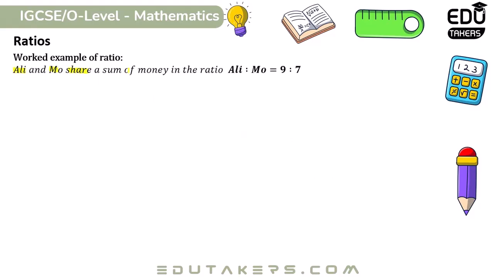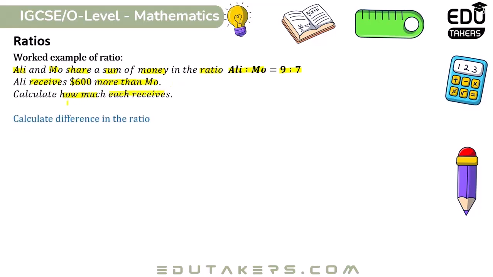Ali and Mo share a sum of money in the ratio Ali to Mo equals 9:7. Ali receives $600 more than Mo. Calculate how much each receives. Now follow the steps. Calculate the difference in the ratio. The difference in the ratio is 2. This means that 2 parts equals $600.